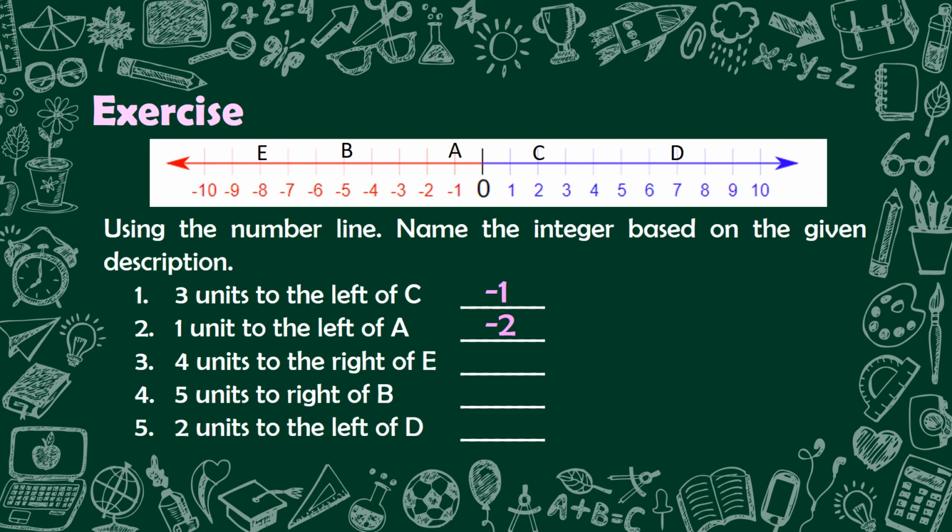Number 3, 4 units to the right of E. E is equal to negative 8. So 4 units to its right, we will arrive at negative 4. Very good. And number 4, 5 units to the right of B. Zero. You're doing great. And last, we have 2 units to the left of D. D is equal to 7, so 2 units to its left will equal to 5. Very good.